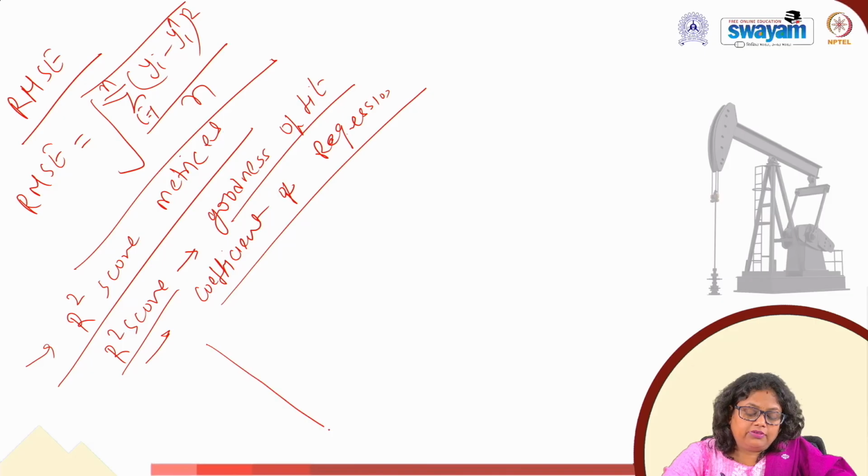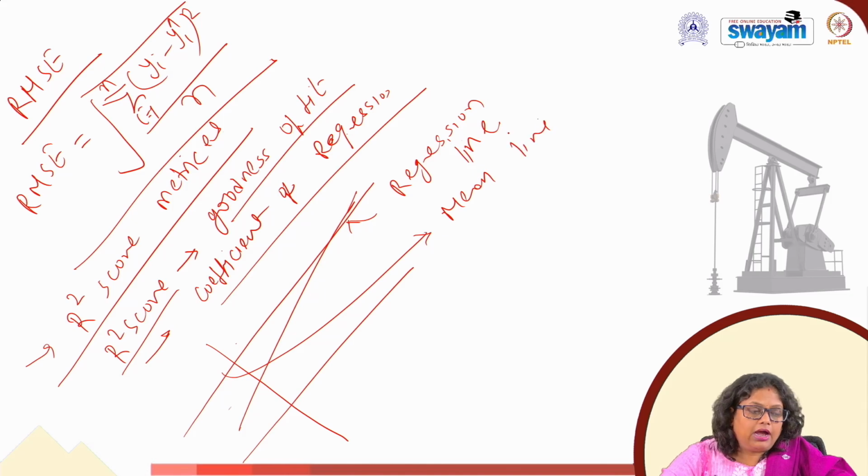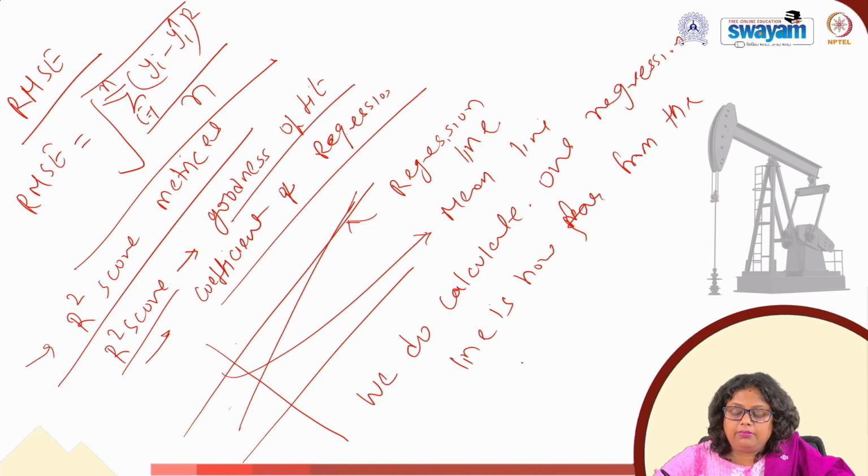So what is this R2 score here? In the R2 score, you have the best fit line. This is my regression line, and somewhere here I have the mean line. So in the R2 score, what we calculate is how far our regression line is from the mean line.